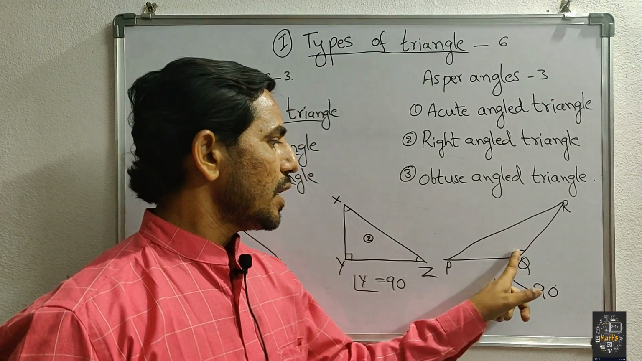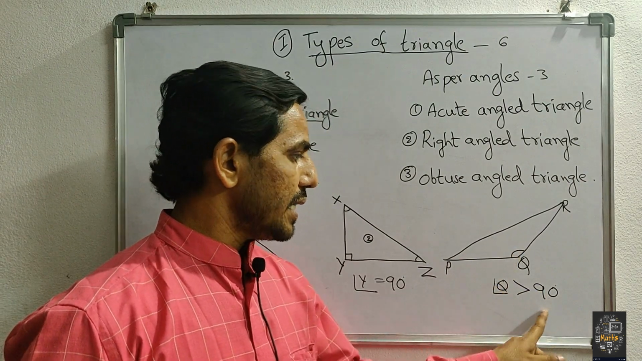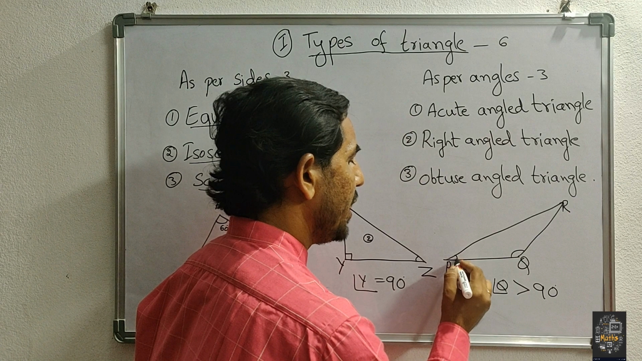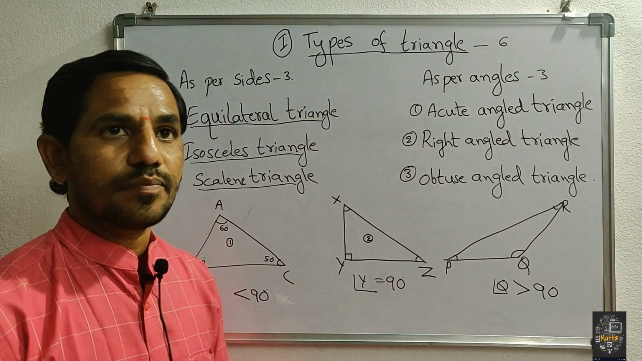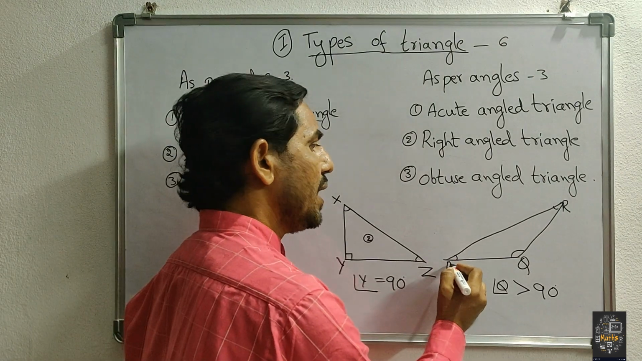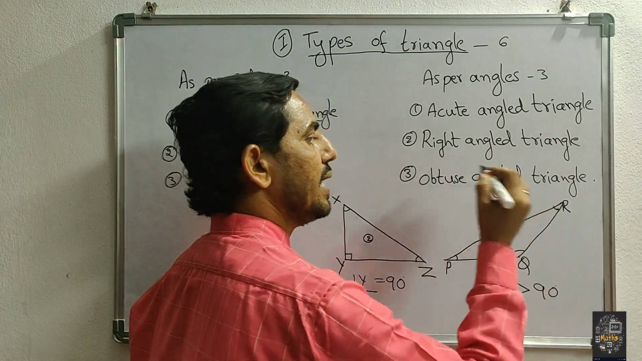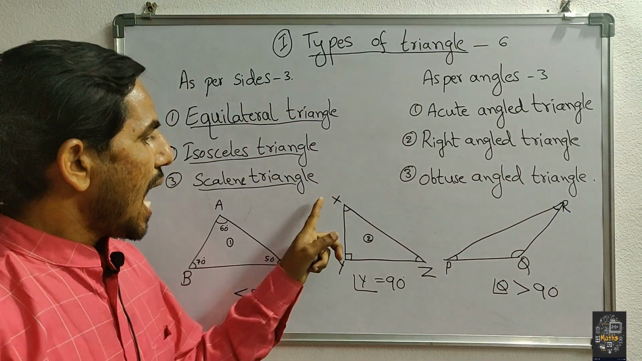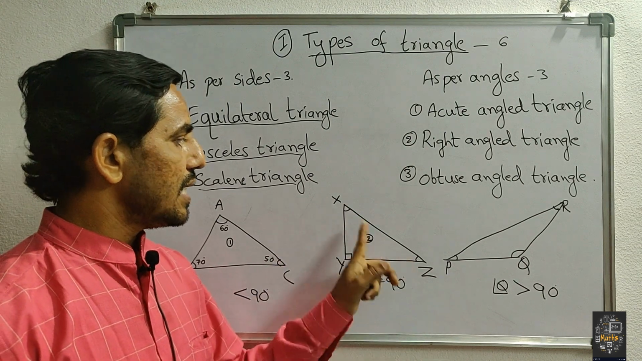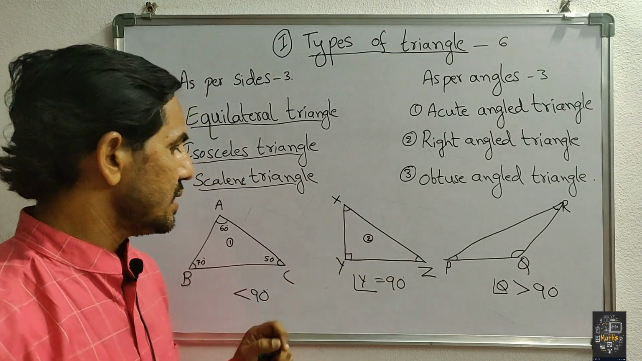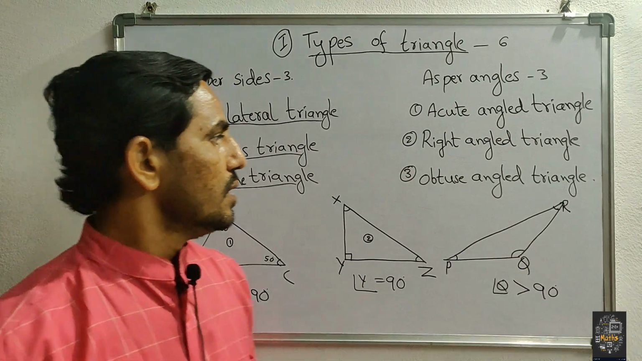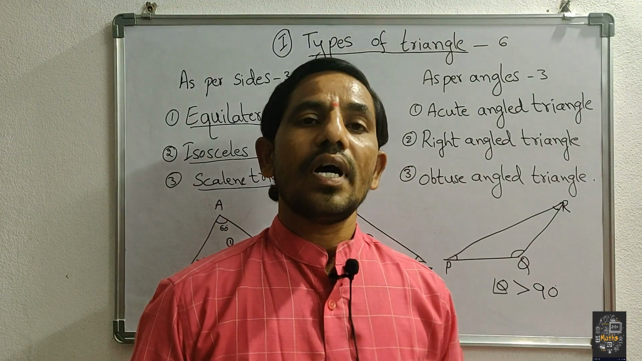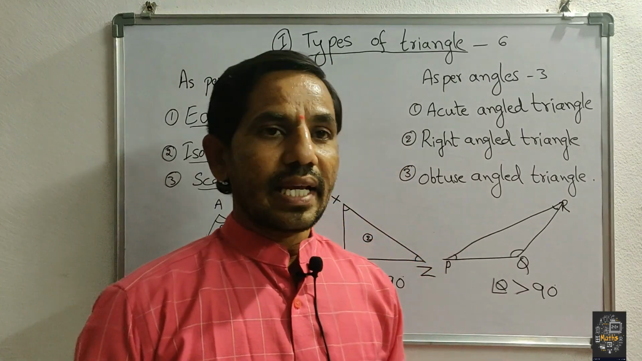Here angle Q is greater than 90 degrees, and angle P and angle R are less than 90 degrees. Here angle X and angle Z are also less than 90 degrees. Here each angle is also less than 90 degrees. So these are the types of triangles.